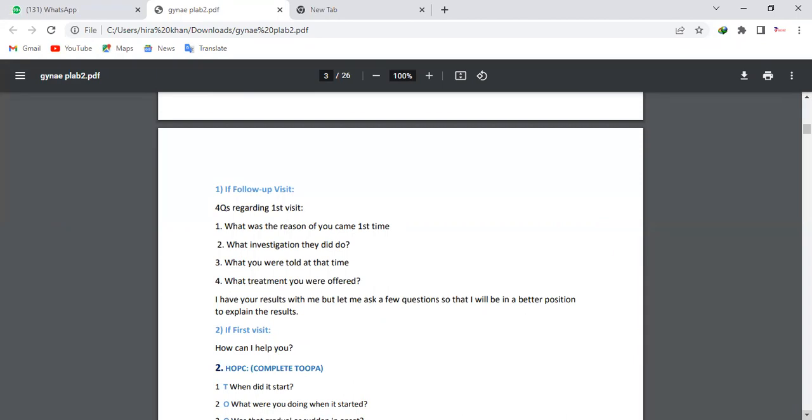What was your reason for coming in the first place to the GP surgery previously? What investigations did they do on you? What you were told about that, and what treatment they have offered to you? All right.